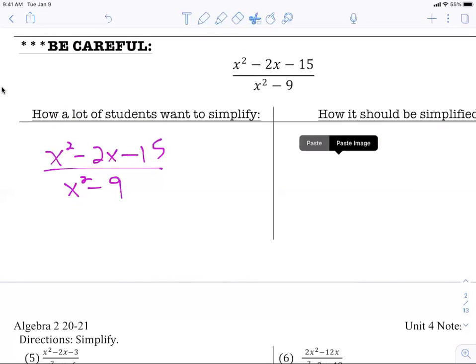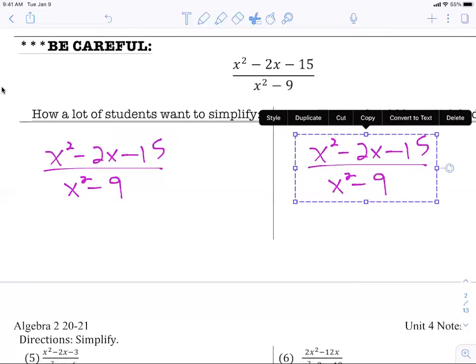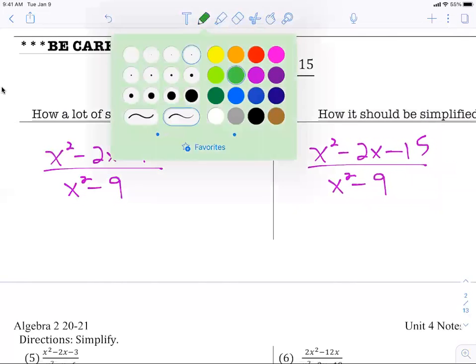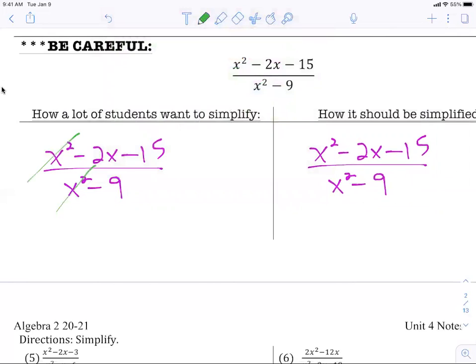One sec, guys. How they want to simplify this is a lot of students want to go here and say x squared divided by x squared cancels. Maybe you could say all of those are negative, so divide out the negative and those become positive.